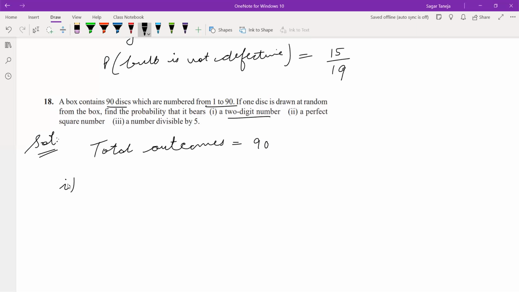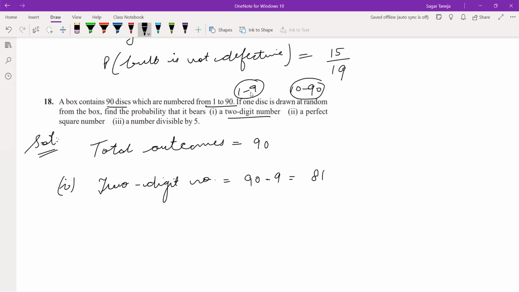And in the first case, they're asking for two digit numbers. So how many two digit numbers are there? See, how many one digit numbers are there? Just think for that. 1, 2, 3, 4, 5, 6, 7, 8, 9. From 1 to 9, we have only 9 one digit numbers and the rest are all two digit numbers. So remove the first 9 numbers. From 10 to 90, all are two digit numbers. Only from 1 to 9, these are not two digit numbers. So remove these 9 out of this 90, only 81 are two digit numbers.